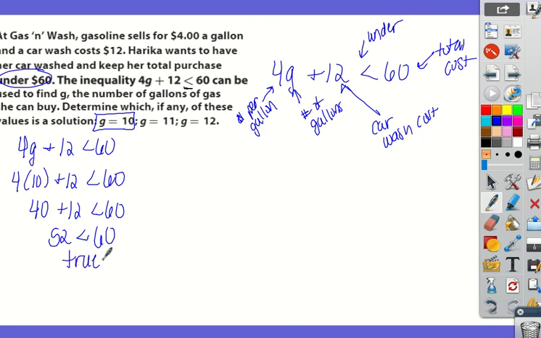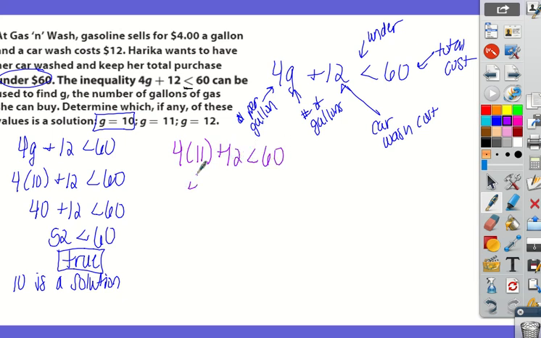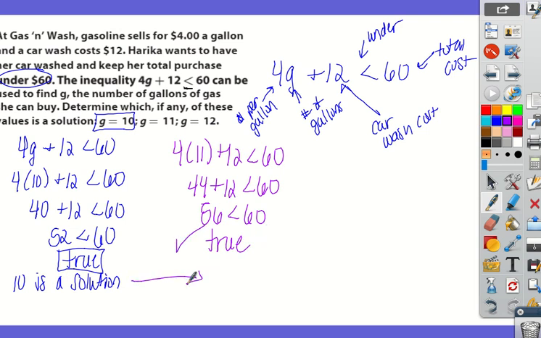So it says determine which of any of these is a solution. So 10 is a solution because it's a true statement, right? So then we're going to test out our next one, which is 4 times 11 plus 12, which is less than 60. 4 times 11 is 44, plus 12 is 56. Is that less than 60? Yes, that's a true statement. So we can say again, this is another true statement or another solution.